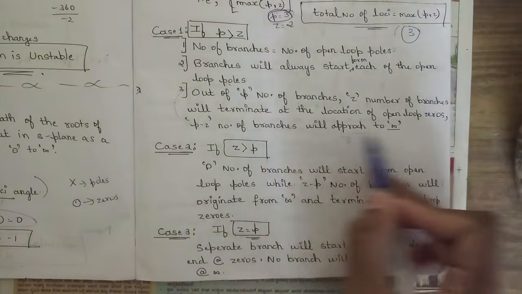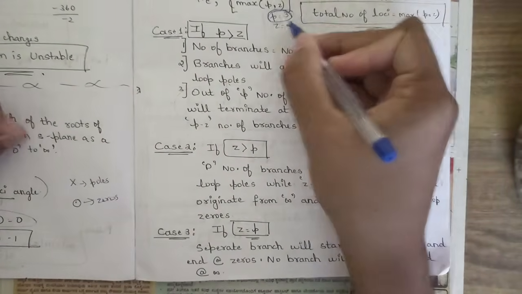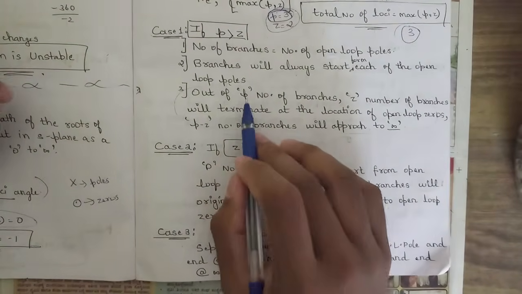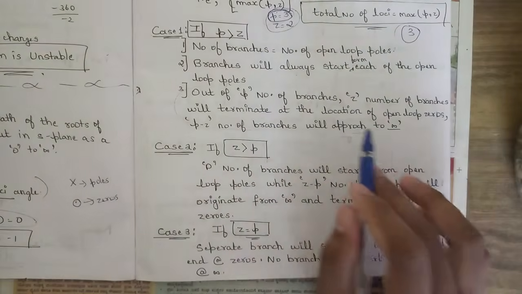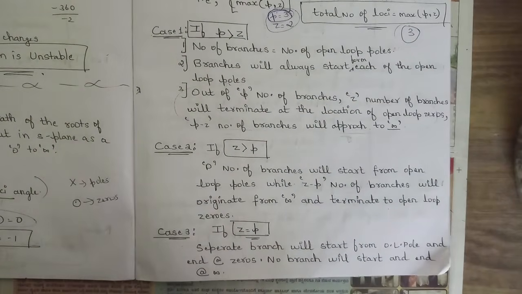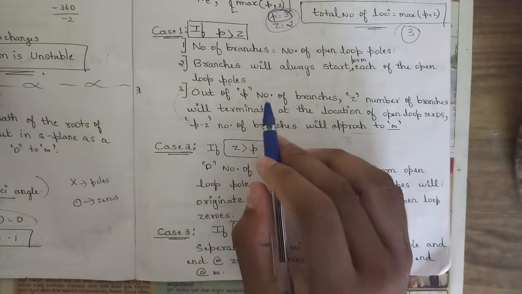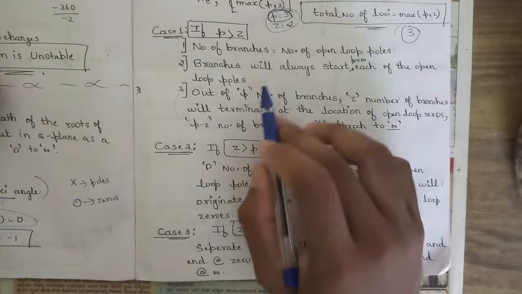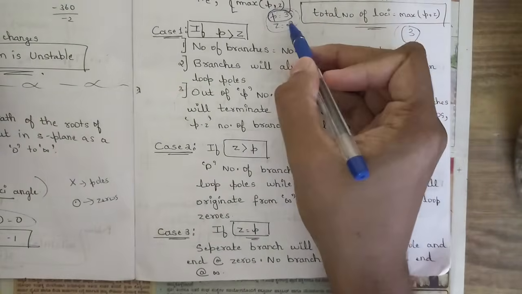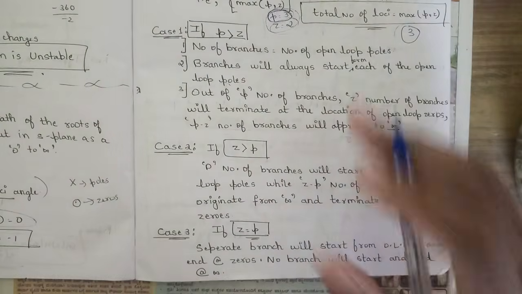Now what does this statement mean? If we take the same example, we have 3 poles and 2 zeros. This says that out of p branches, z branches will terminate at the location of open loop zeros. For example, since we have 3 poles here and 2 zeros, 2 out of the 3 poles will terminate at the 2 zeros in the plot, and the one pole left out will approach infinity.